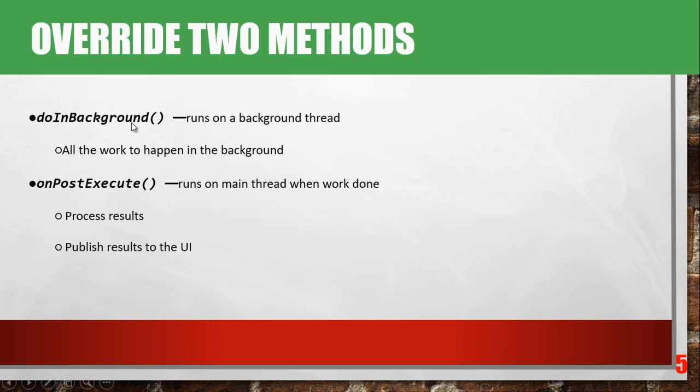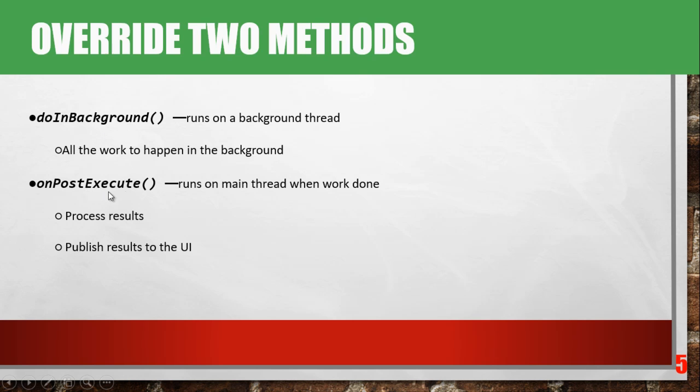The doInBackground method runs on a background thread, and all the work that needs to happen in the background goes there. If you have a task that needs to be completed in the background, you must use the doInBackground method of AsyncTask to do that for you. After doInBackground finishes the task, it returns the result to the onPostExecute method, which is called after doInBackground has finished its job.